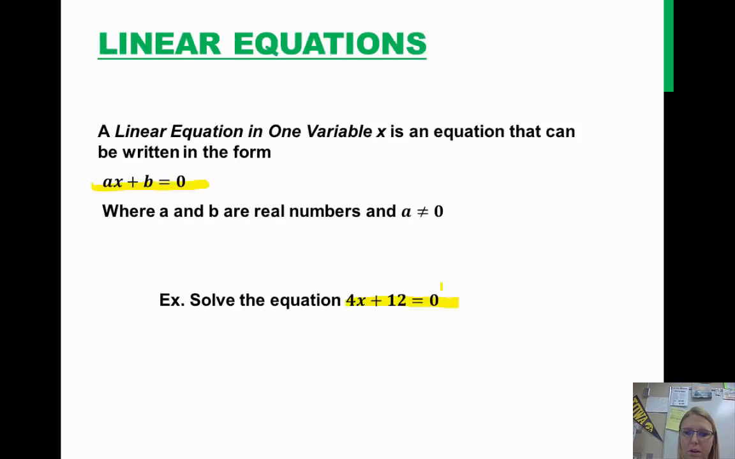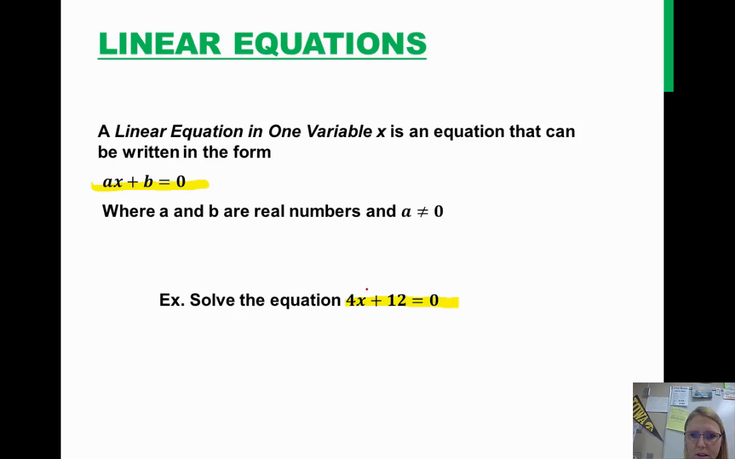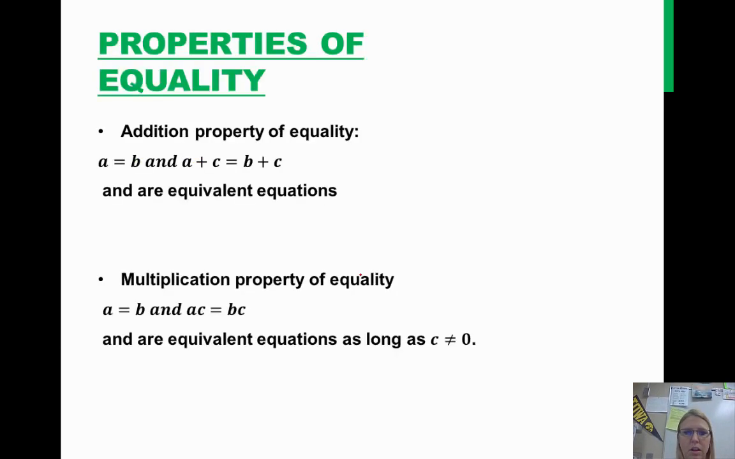Oh, and by the way, notice that x is only to the first power. It's not to the second power. If this were to the second power, it would no longer be linear, it would be quadratic. So remember that x is only to the first power.